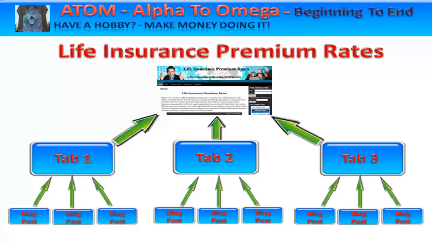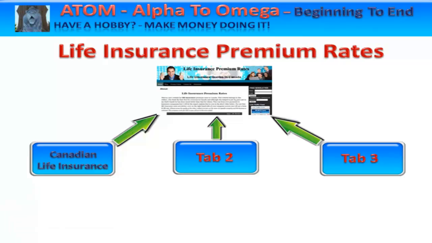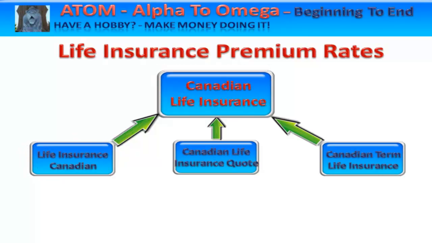Let's quickly recap this. I want you to really understand this part. Canadian life insurance, quotes, and life insurance advice are your 3 page tabs. They are giving strength to your domain name. Tier 1, Tier 2, Tier 2, Tier 2. This Tier 2 right here, Canadian life insurance, is getting strength from the blog posts: Life Insurance Canadian, Canadian Life Insurance Quote, and Canadian Term Life Insurance. Tier 2, Tier 3, Tier 3, Tier 3.